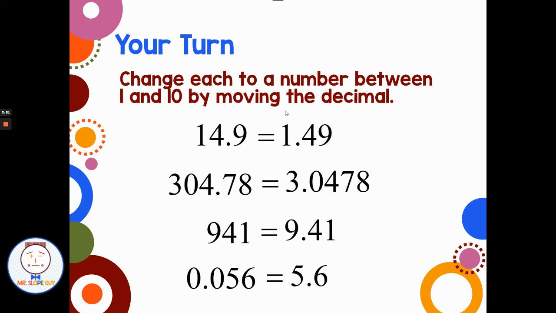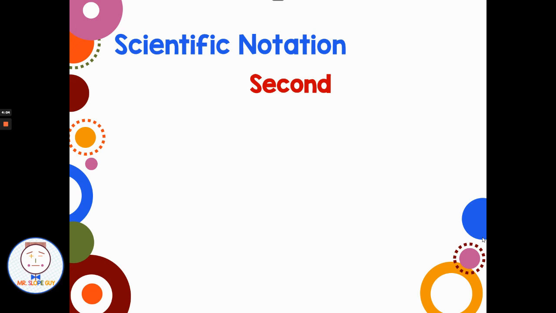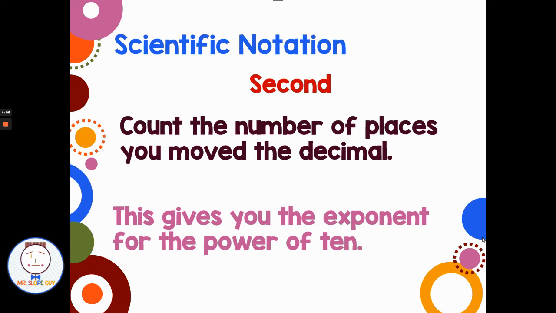So notice how all our numbers between 1 and 10 just have one digit to the left of the decimal, making it a number between 1 and 10. So that's the first part of scientific notation. Get that number between 1 and 10. And then our second part is to count the number of places we move the decimal. We count the number of places we move the decimal, that's going to give us the exponent for the power of 10.